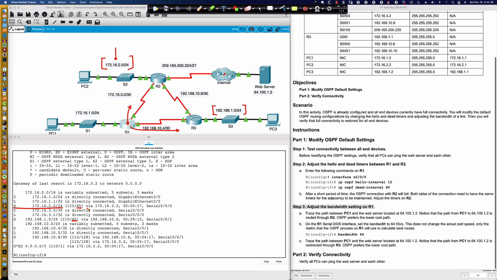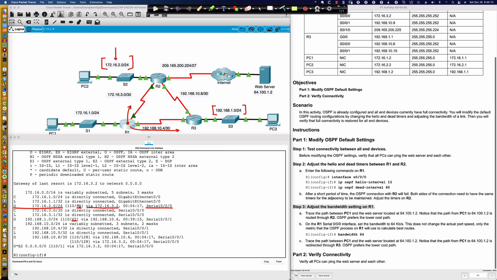And you can see via, so who is my next hop? Well, the next hop is 172.16.3.2. And that is out what local interface? Serial 0/0/0. So we know right now this is my shortest, lowest cost. When you say shortest path in OSPF, you are really implying lowest cost, because lower is always going to be better from a path selection process with OSPF. Lower is always better.